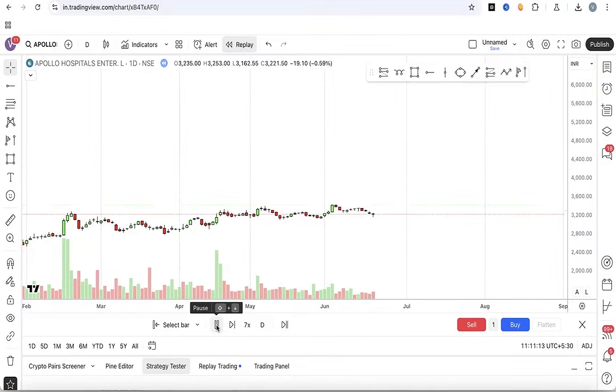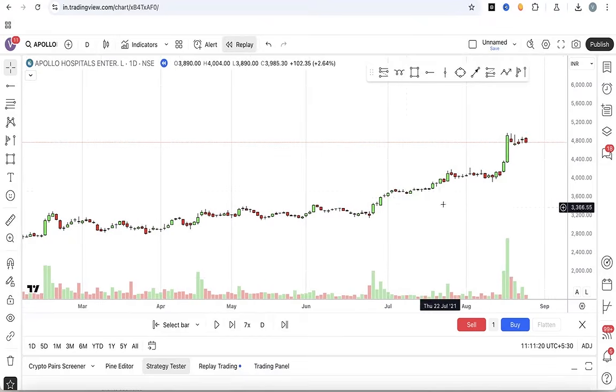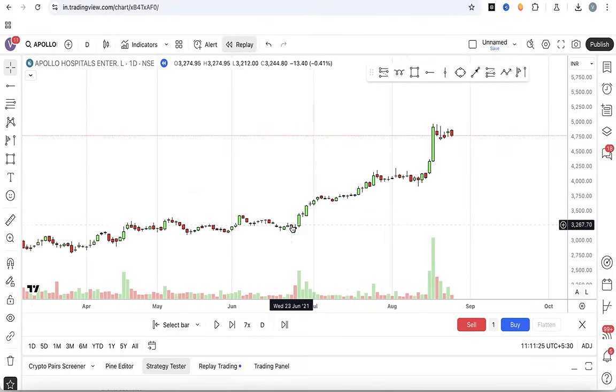This is the Apollo Hospital daily time frame chart. Apollo was in a strong consolidation, and then one fine day it broke the range and started going up. This is the range where it broke from the consolidation and made a big move till here, right?